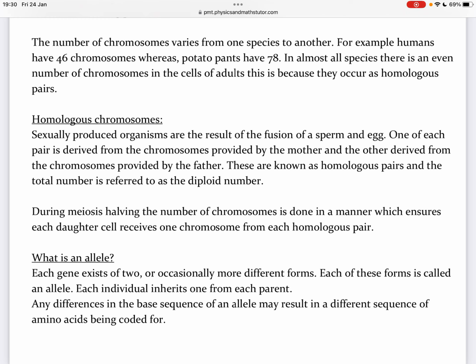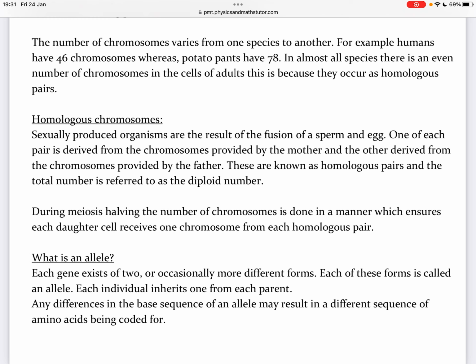Homologous chromosomes. Sexually produced organisms are the result of the fusion of sperm and egg. One of each pair is derived from the chromosomes provided by the mother and the other from the chromosomes provided by the father. These are known as homologous pairs, and the total number is referred to as the diploid number. During meiosis, halving the number of chromosomes is done in a manner which ensures each daughter cell receives one chromosome from each homologous pair.